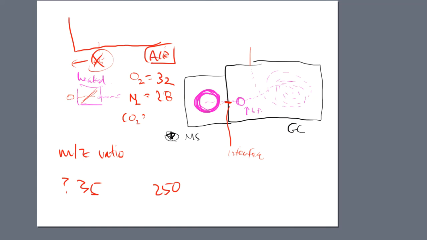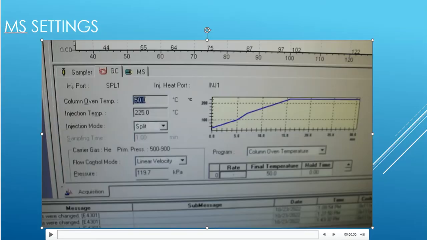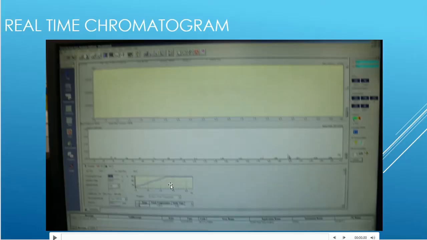So these are the settings on the instrumentation software that you saw just now. All right. Now what I want to do is look at the software again. This sample is actually running at this moment, and you'll get to see the generation of a real-time chromatogram as well as the mass spectrum that gets generated from the machine.